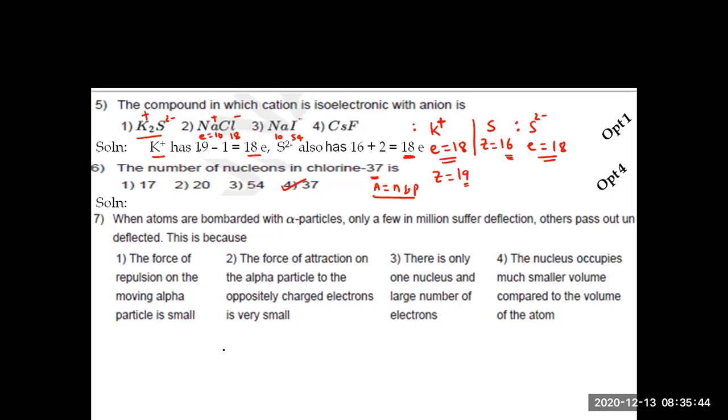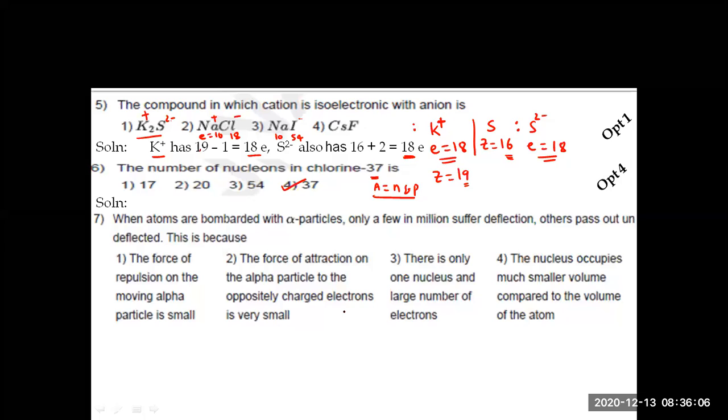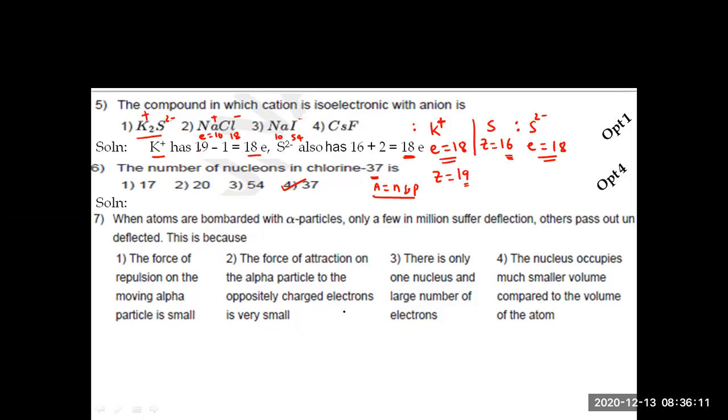Okay. We'll take the 7th. I'll just read the question. When atoms are bombarded with alpha particles, only a few in a million suffer deflection. Others pass out undeflected. This is based on Rutherford's alpha ray scattering experiment. So why are most of them undeflected? What is the appropriate answer for this now? Option 4.